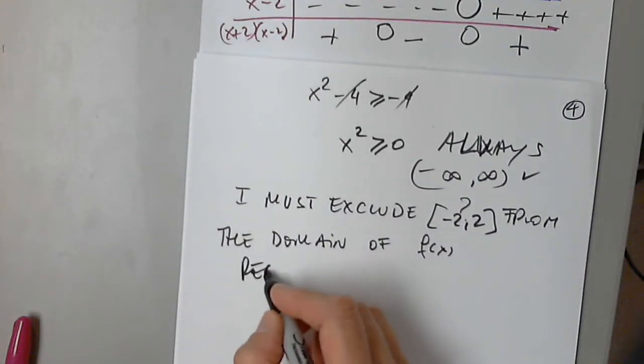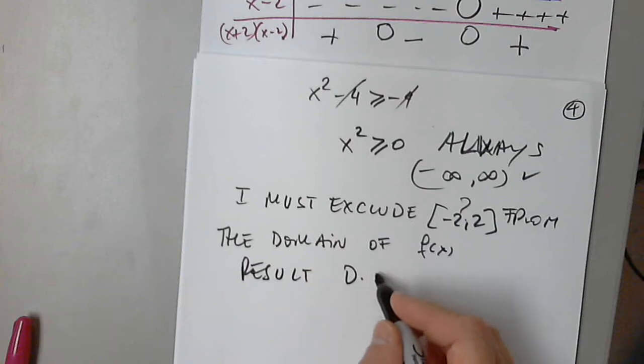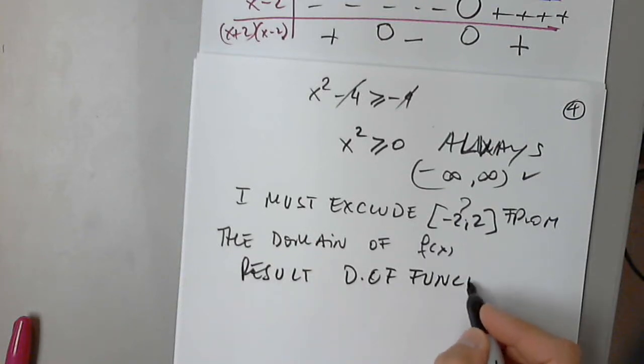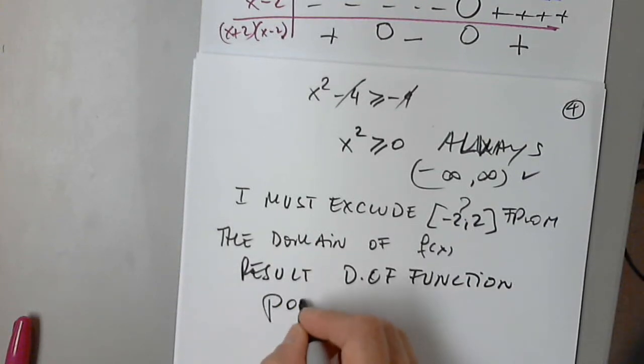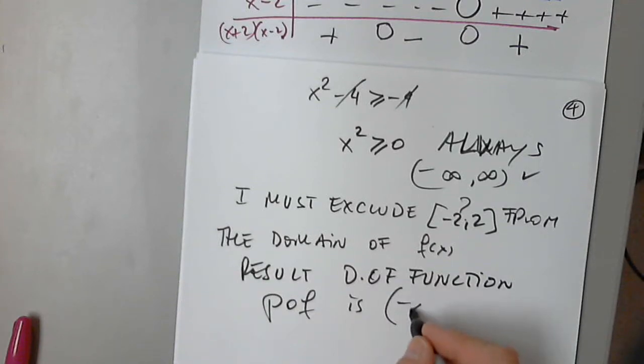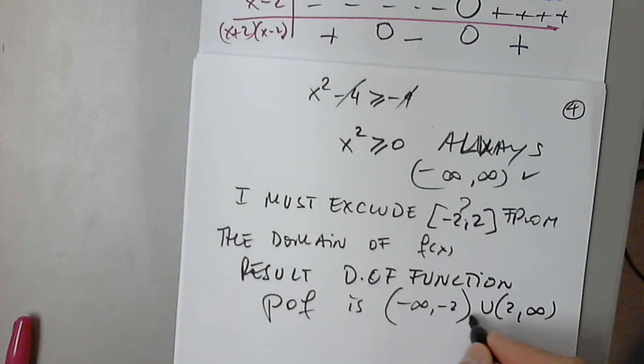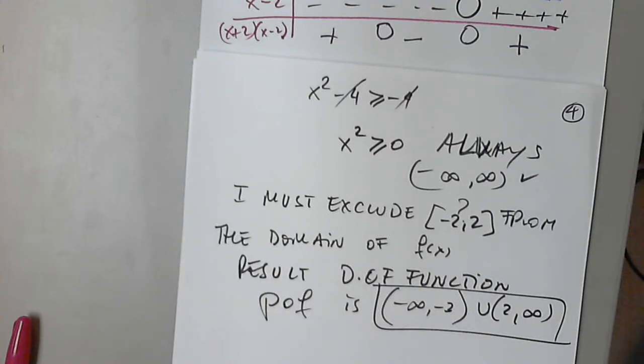So result. Domain of function p comp f is -infinity to -2 union 2 to infinity. That's the answer.